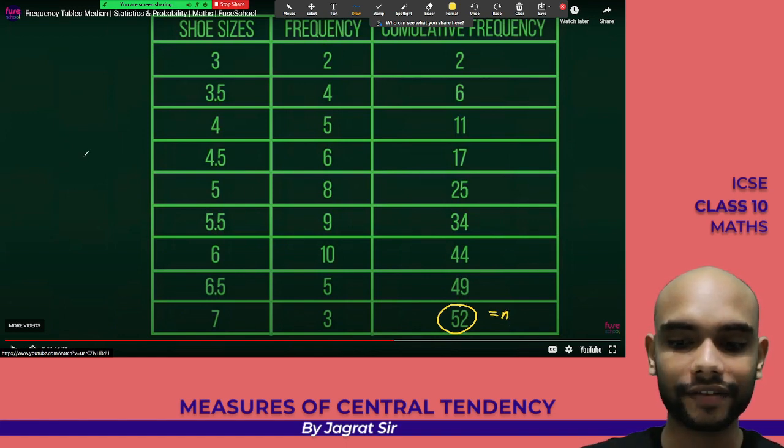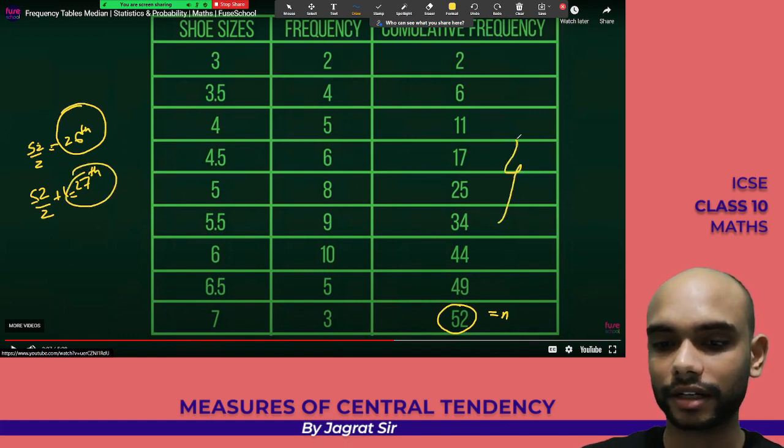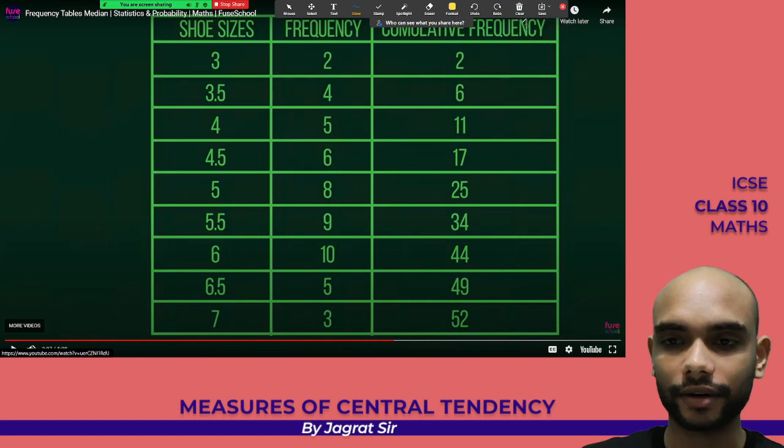Okay. So n is even. So your answer will be 52 upon 2, that is 26th observation, and 52 upon 2 plus 1, 27th observation. So where will you find this 26 and 27? In the cumulative frequency part. You will find it here. So both 26 and 27 are falling here, near here. Okay. So your median will be somewhere here only.